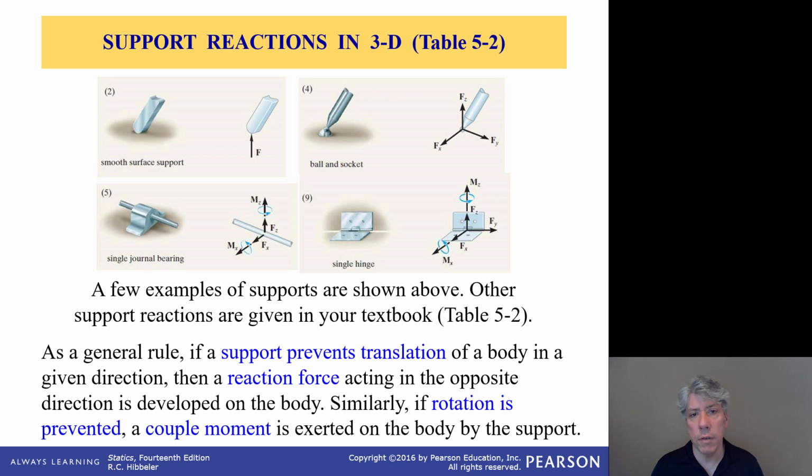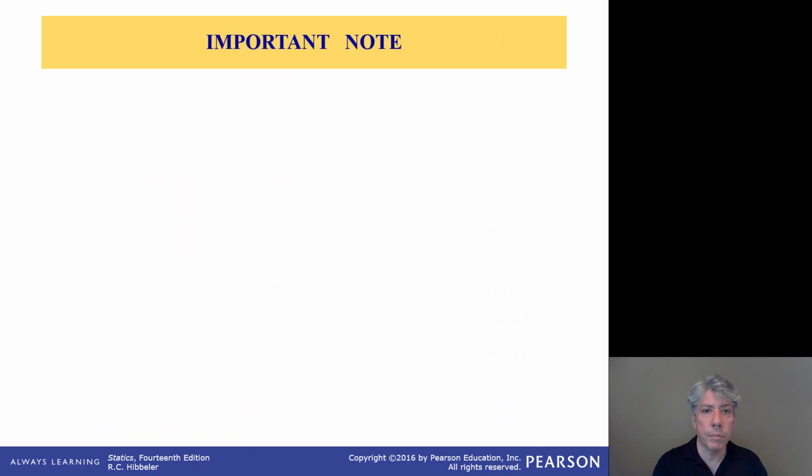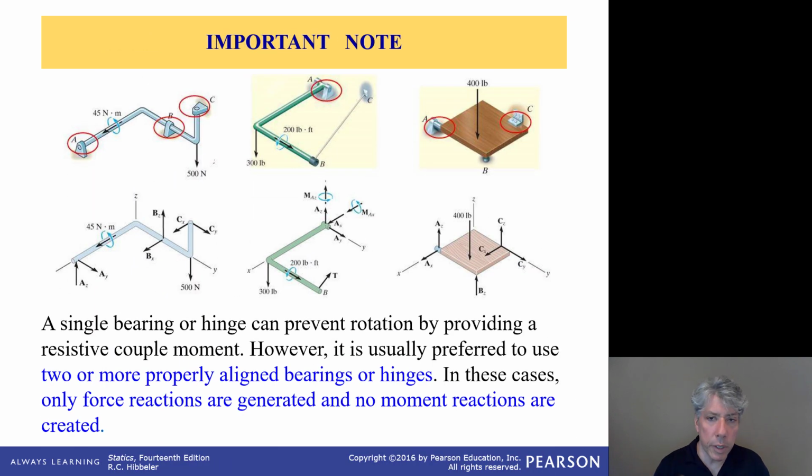So generally, if the support prevents translation, then there must be some type of force reaction. On the other hand, if rotation is what's prevented, then there must be some type of moment or force couple that's applied to resist that rotation. Some important notes. A single bearing can be used to prevent rotation.